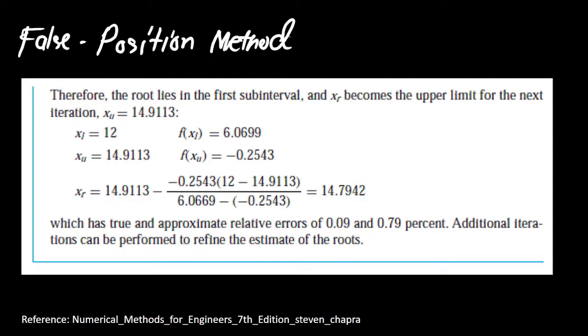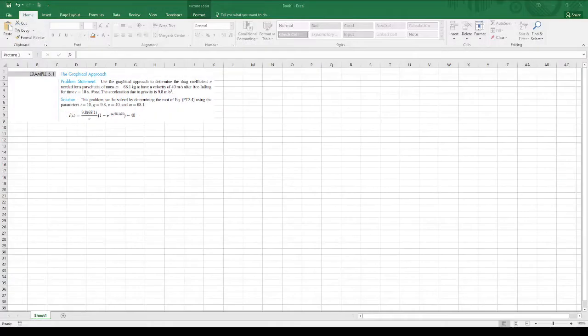Okay, so that is for the bracketing methods. Let's try to solve this one in Excel. I think I have already put the problem here in Excel. What we know in the bisection method is you have at least two guesses, same with regula falsi, you have two guesses. So you have the upper guess.